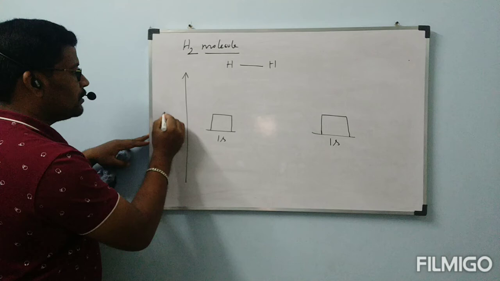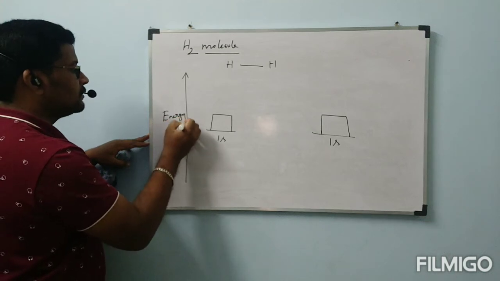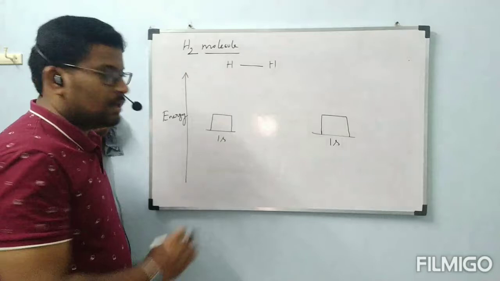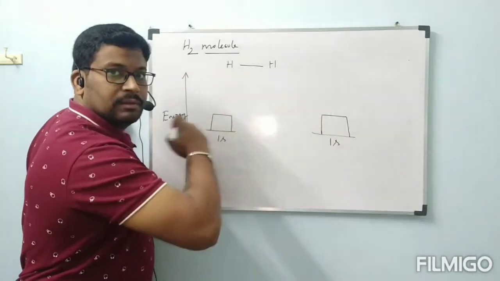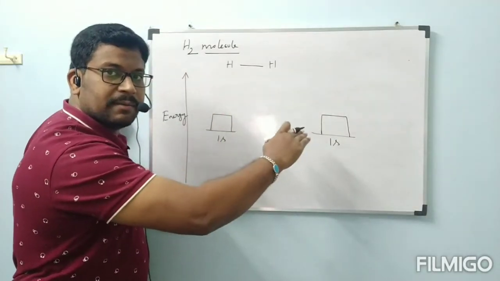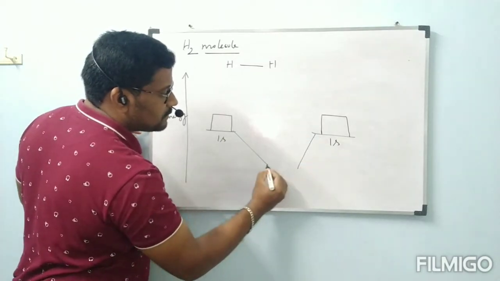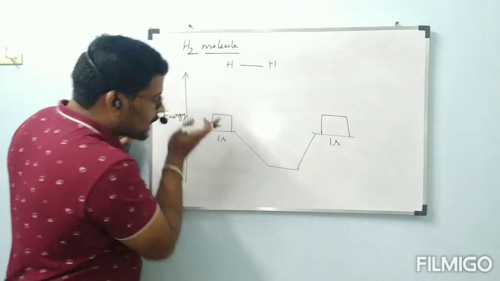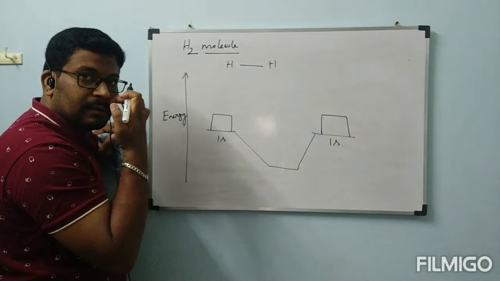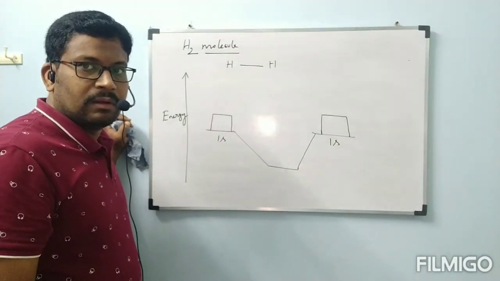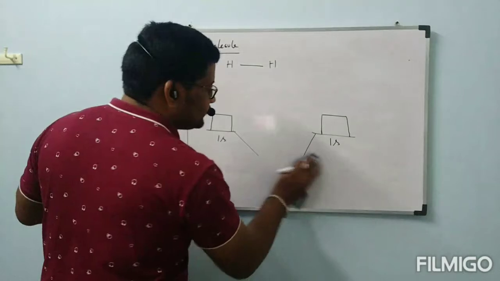From below to above, energy increases. These two, 1s and 1s, have the same energy. Now, these two are combined by constructive interference. Then energy is decreased. Bonding molecular orbitals have lower energy, less energy.